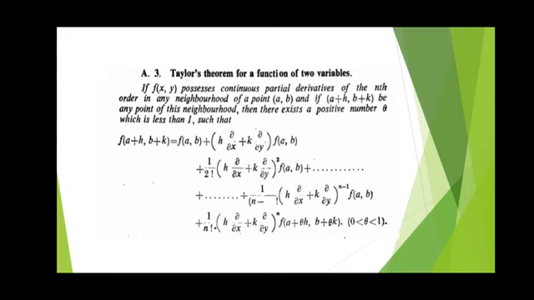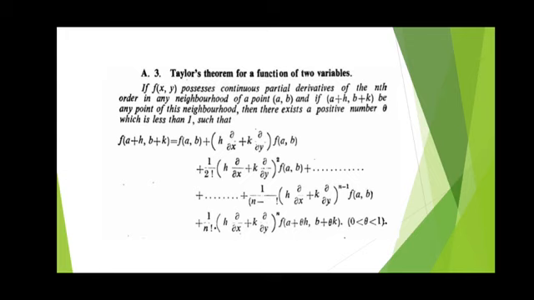And if a plus h comma b plus k is any point of this neighborhood, then there exists a positive number theta which is less than 1, such that, here we take a point a comma b, the neighborhood, and also a point a plus h comma b plus k, any point of this neighborhood. In this formula we take a plus h as x and b plus k as y.